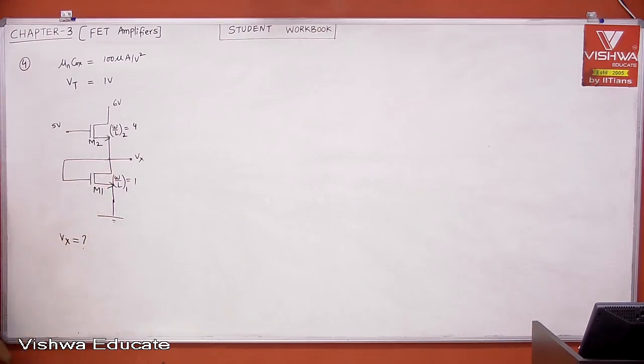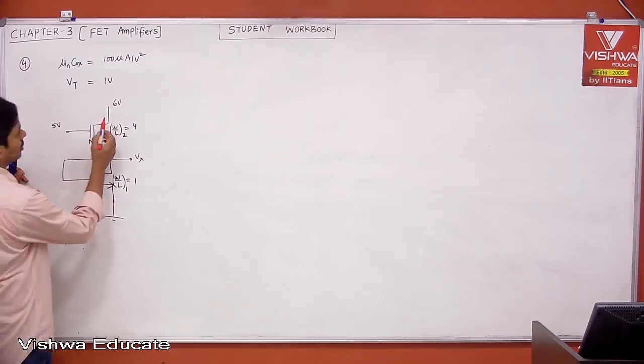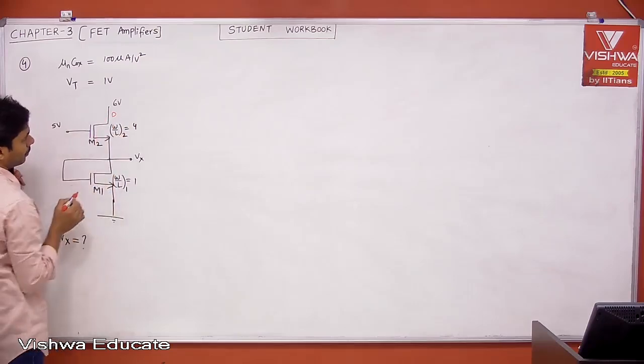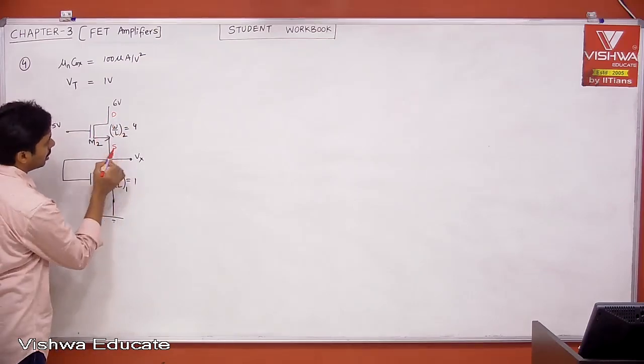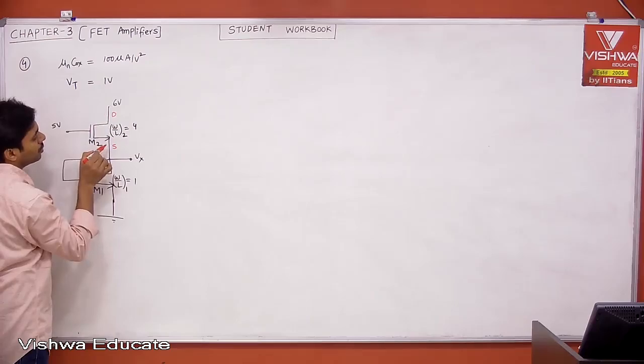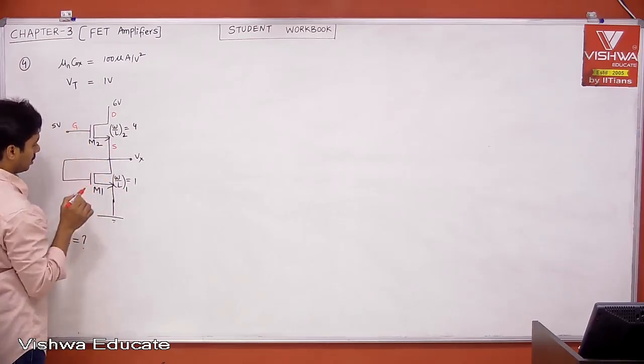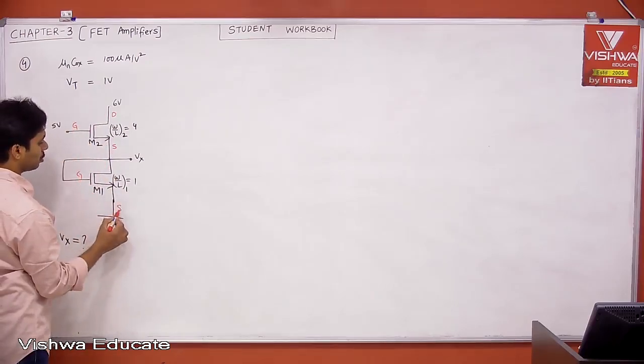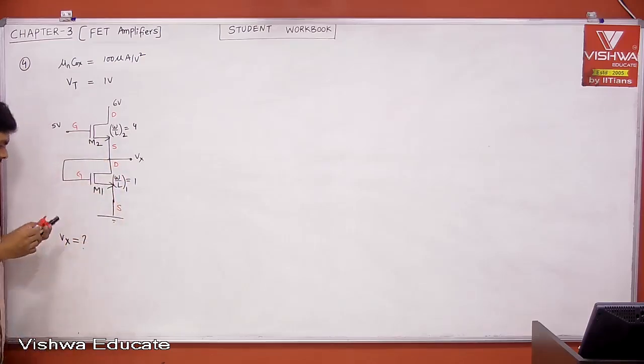Now we need to find Vx, right? First of all, let's define the terminals. Can I say this is drain and this is source, because this voltage will be definitely less than drain, therefore source is always the lower potential, and this is gate, and this is gate, and this is source, this is drain. This is in saturation, no doubt about it. Now what is the state of the circuit?